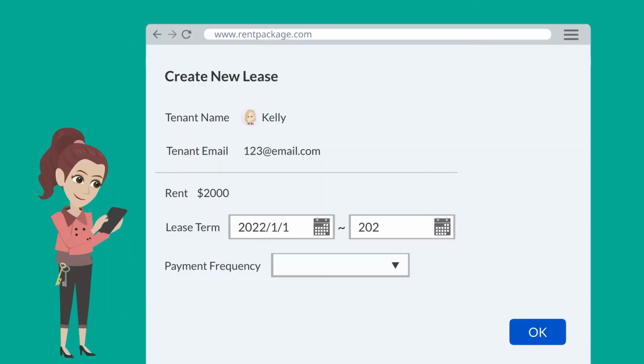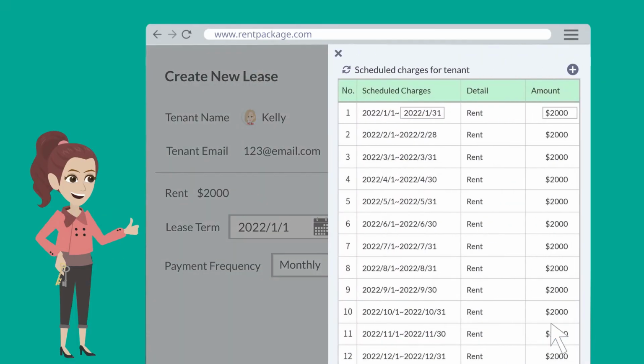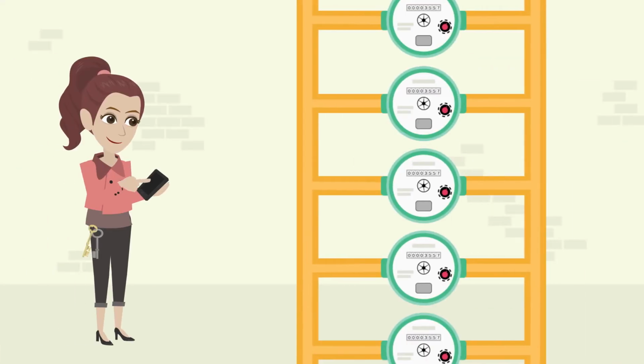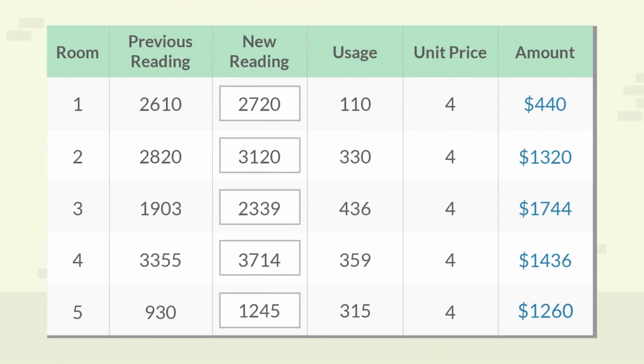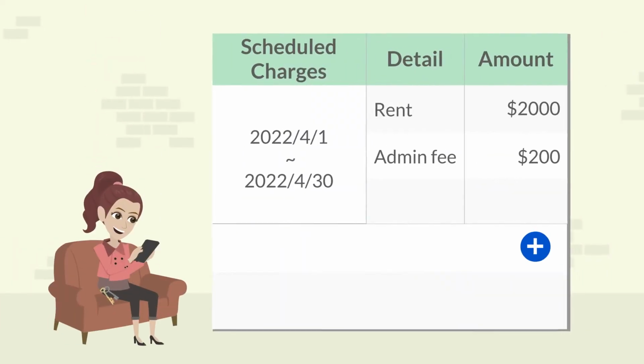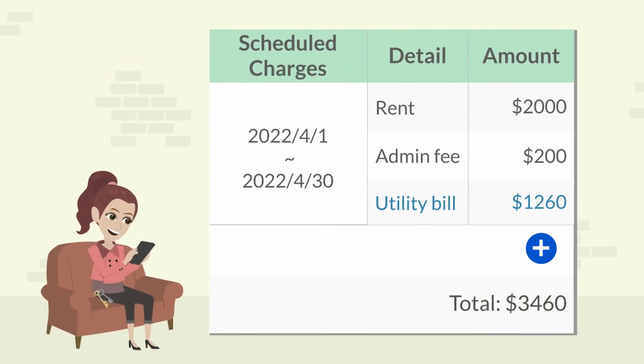Just enter the lease term. Select paid monthly. Automatically generate scheduled charges. No need to enter payment every month. When recording meter readings, just take out your phone. Enter the readings. Utility bill will be calculated automatically. System will combine and calculate total amount.